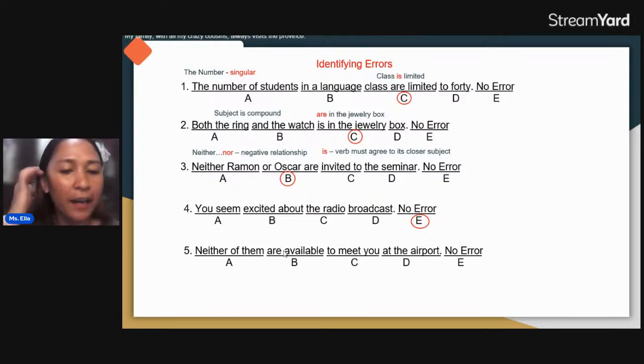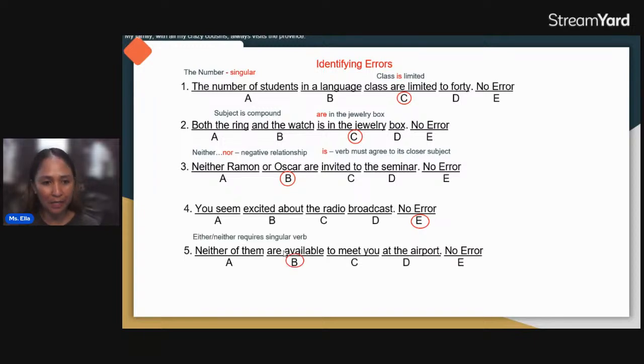Okay, so for number five, the correct answer is B. Why is it letter B? Because if the subject is modified by either or neither, that means it requires a singular verb. That's right. Very good. Okay, so we have here neither. Always remember, if the subject is modified by either or neither, our verb should be in singular form, and it should be is. That means: neither of them is available to meet you at the airport.